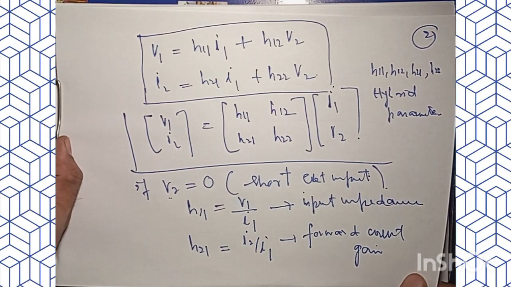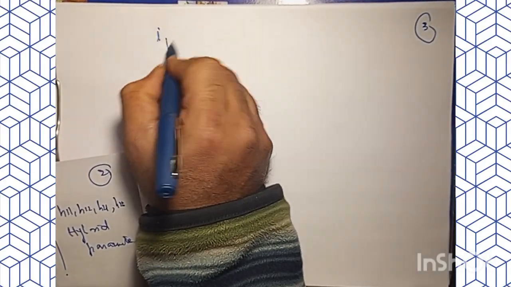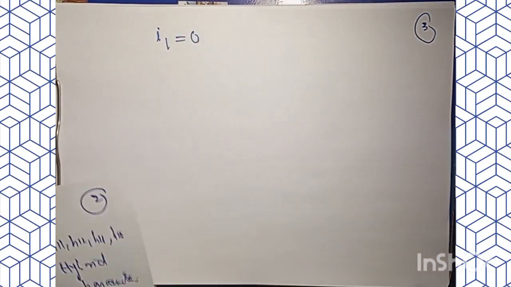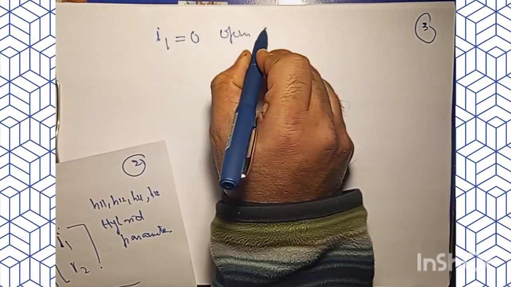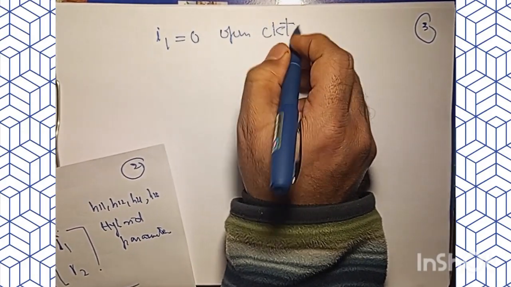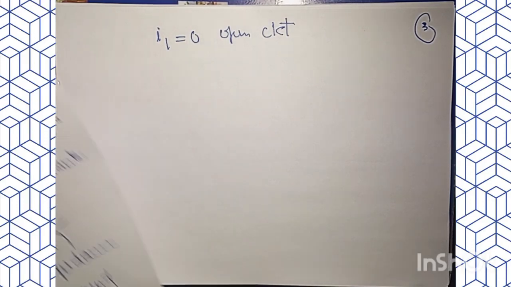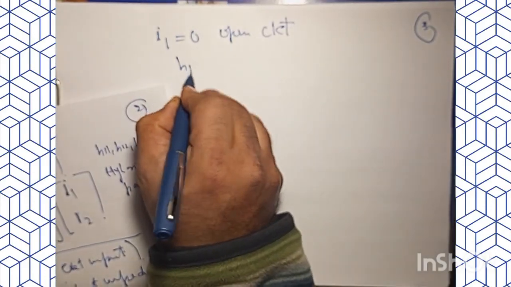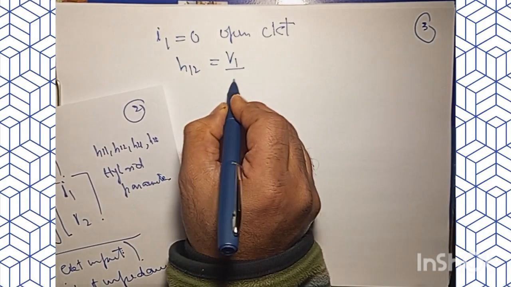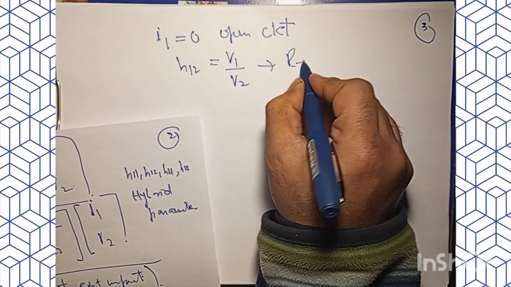Now, taking another condition that I1 is equal to 0. What does it mean for I1 to be equal to 0? It means open circuit. Right? Now, if it means open circuit, how would I come up from here? I will get H12 here. So H12 will be V1 by V2. This is V1 by V2. This is called reverse voltage gain.